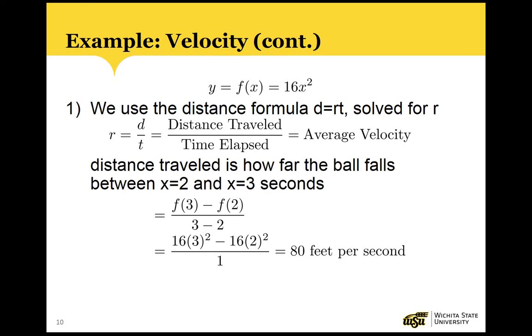We use the distance formula to help us determine average velocity of this object. Distance equals rate times time, so if we solve it for r, we get that the rate of travel is equal to the distance traveled divided by the time elapsed. This allows us to look at our final position, f of 3, minus our initial position, f of 2, divided by the change in time, which is 3 seconds minus 2 seconds. Plugging in our values 3 and 2 to our function, we get (16 times 3 squared minus 16 times 2 squared) all over 1, which is 80 feet per second.